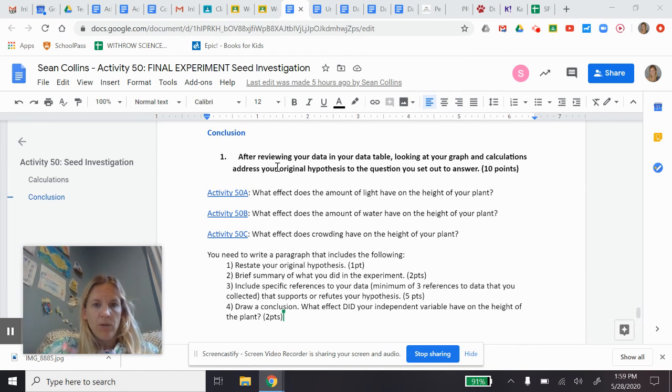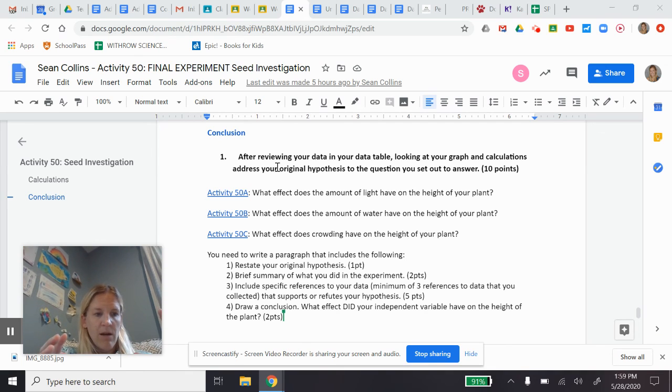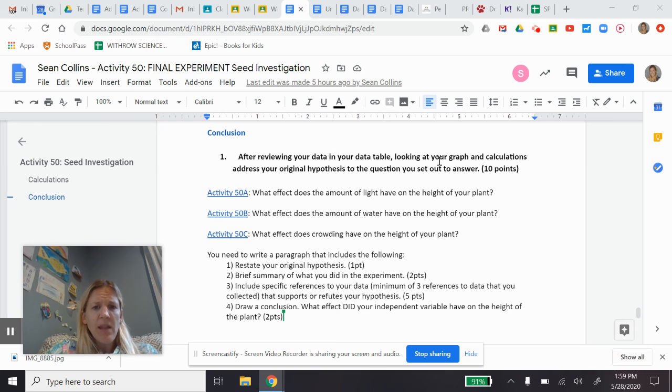Okay, so down here for the conclusion, the big point here is that you can articulate via words, not an oral explanation, but via words, what happened in this experiment. So you see here, it says after reviewing your data, in the data table, looking at your graph, the calculations, address your original hypothesis to the question you set out to answer. So just as a reminder, the question you tried to answer is very scientific sounding, and you need to actually reference this question. So what effect does the amount of light have on the height of your plant? Or what effect does the amount of water, or does crowding have on the height of your plant?